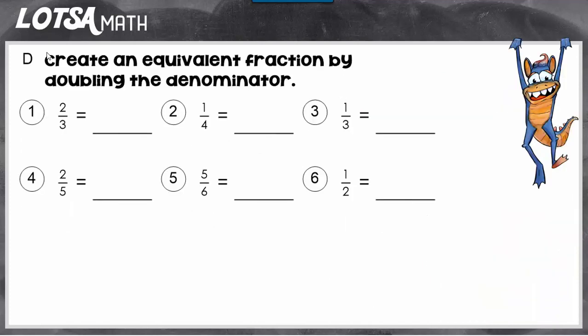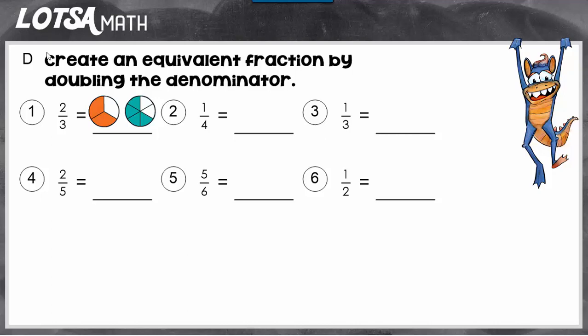On number 1, we have 2/3. So we're going to double the denominator and write an equivalent fraction, a fraction that equals the same amount. So if we look at these models, we can see the orange one is 2/3, but the blue one has 6 pieces. So we had 3 pieces, we doubled it to 6 pieces.